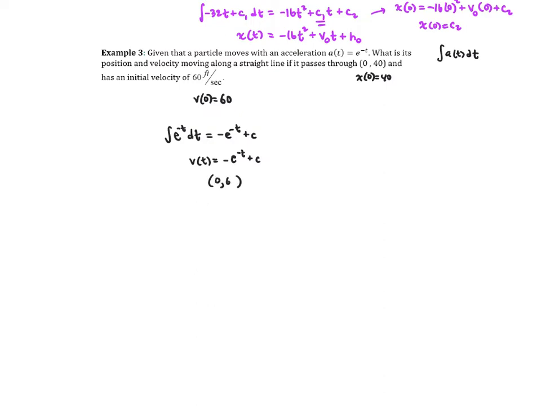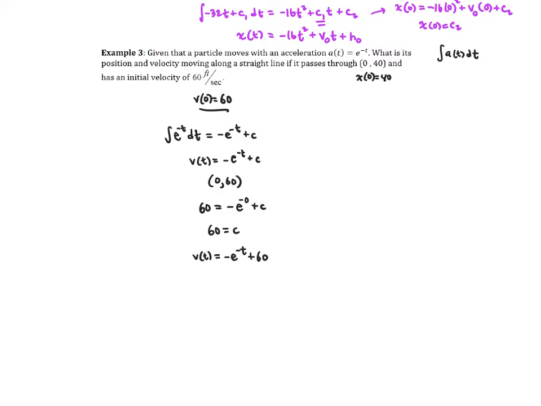At t equals 0, my velocity is 60, right? I get that directly from here. So our velocity is 60 when t equals 0, which, of course, we should be able to anticipate based on this, that 60 is equal to c. Thus, the velocity function for this particular situation ends up being negative e to the negative t plus 60.